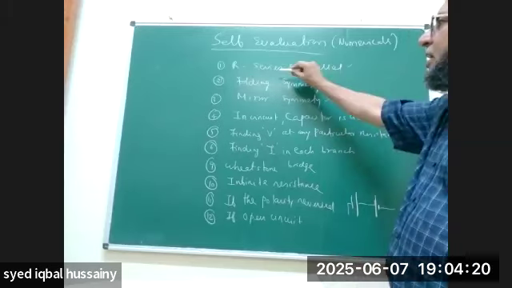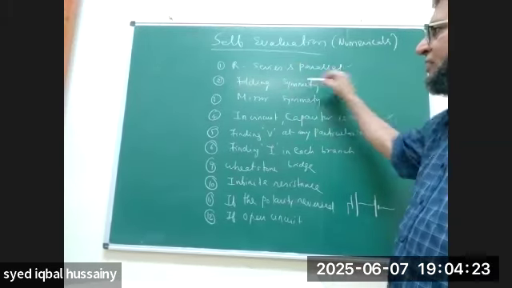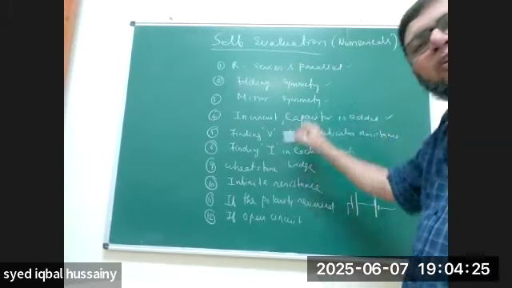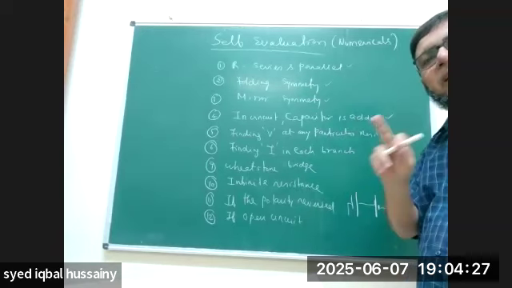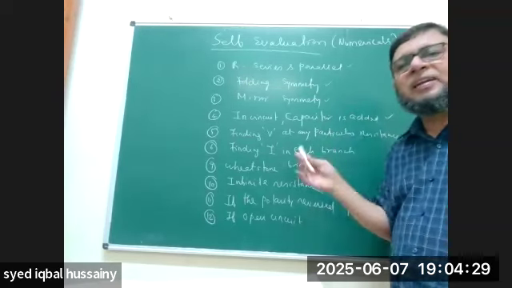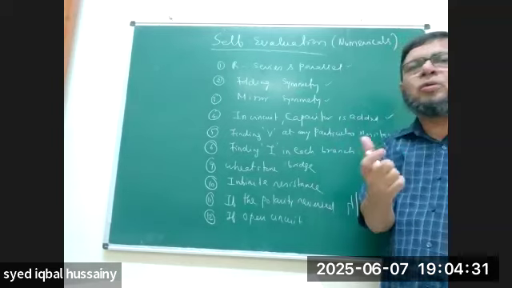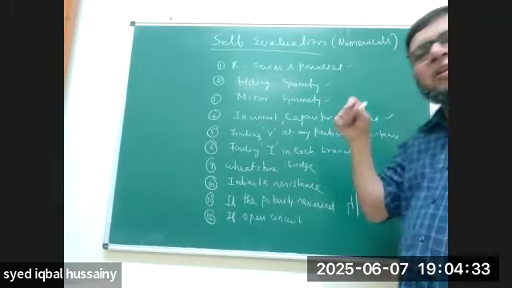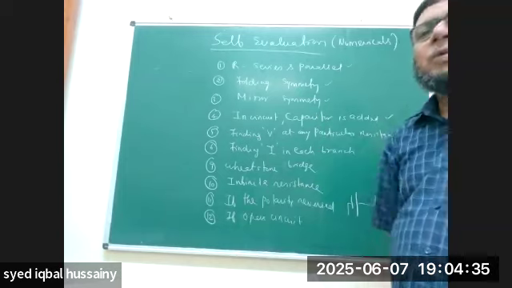Please listen. Resistance in series and parallel, folding symmetry, mirror symmetry, all are numerical. All are numerical. No theory, no derivation, nothing. In current electricity, this kind of numerical you should know. If I didn't teach you any particular topic, please remind me. We will see in the next class.